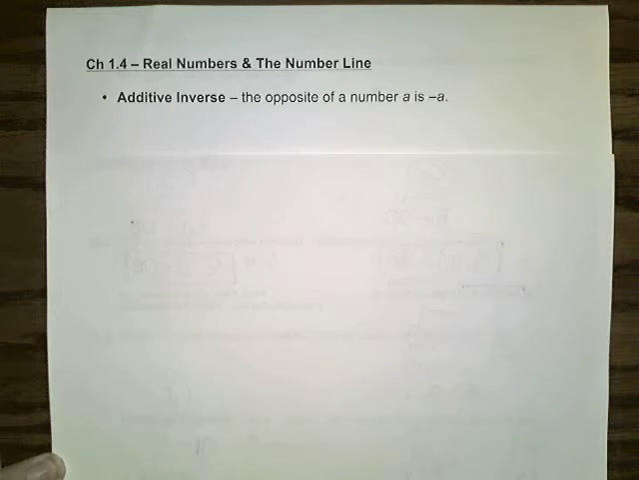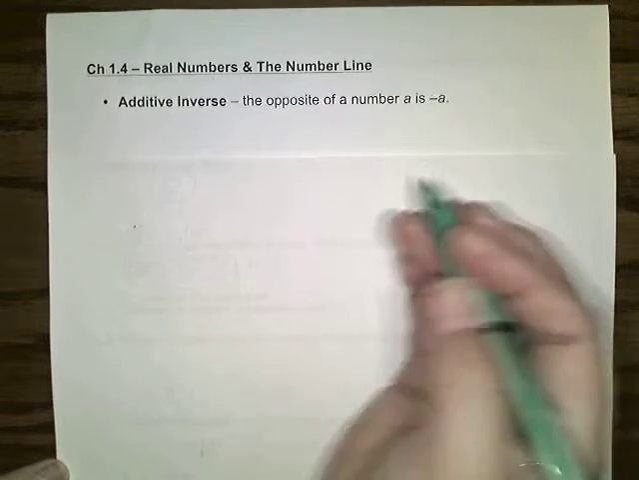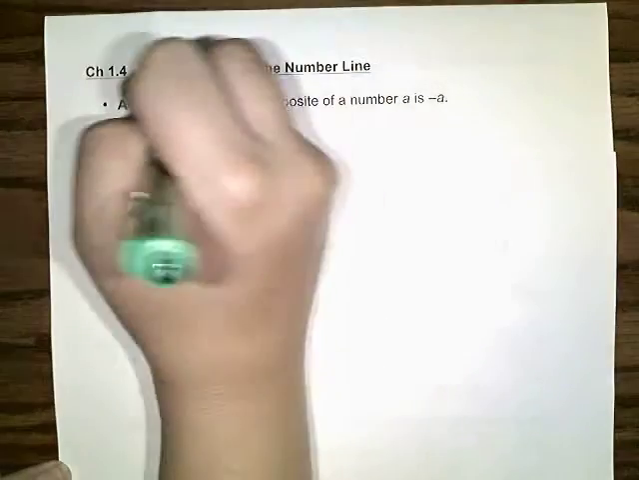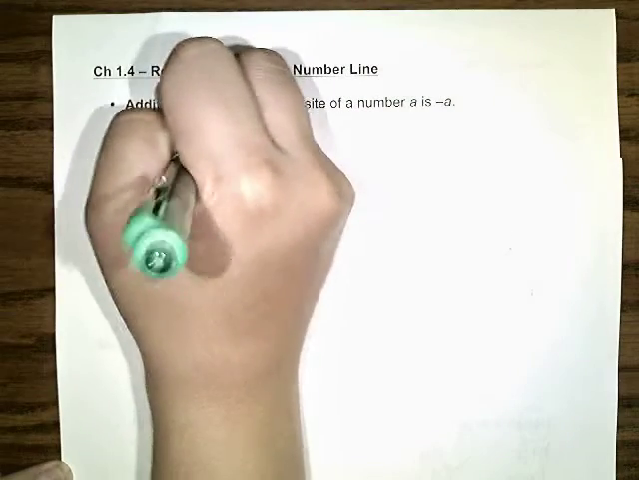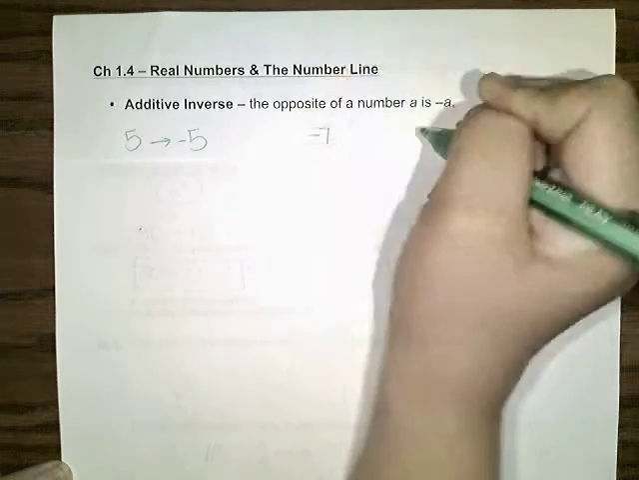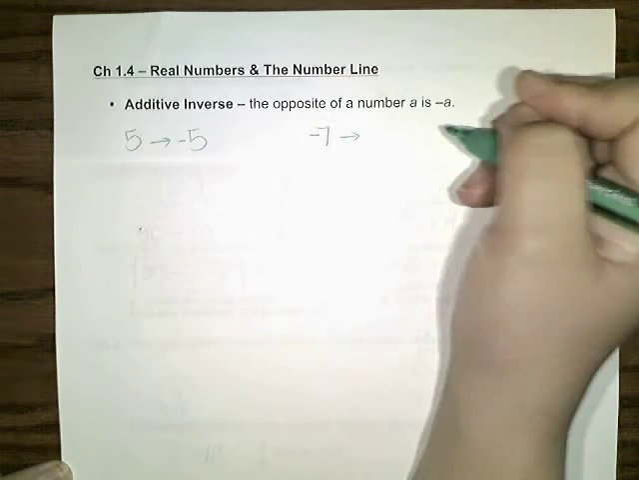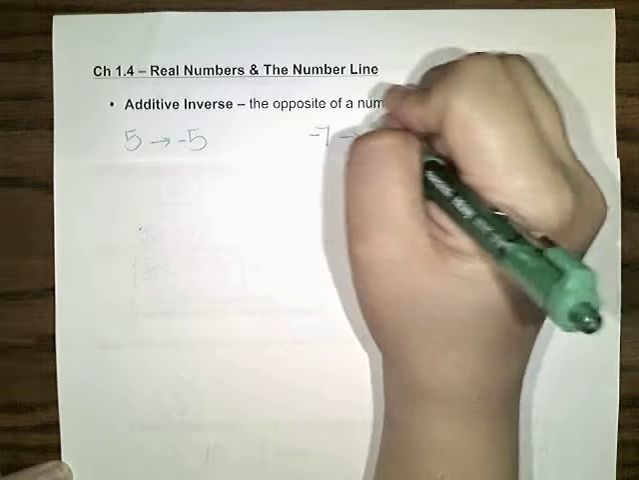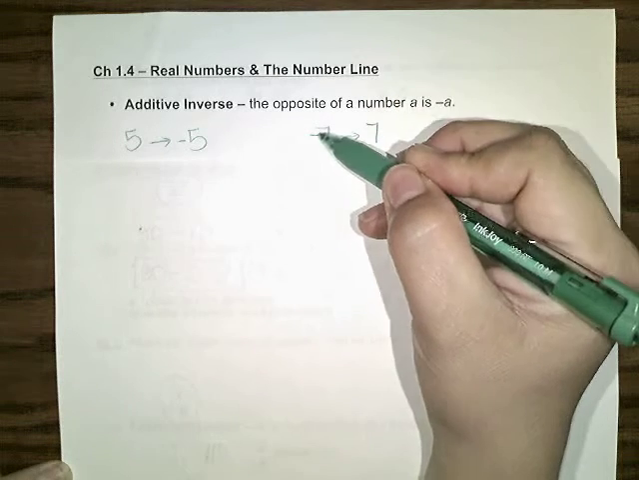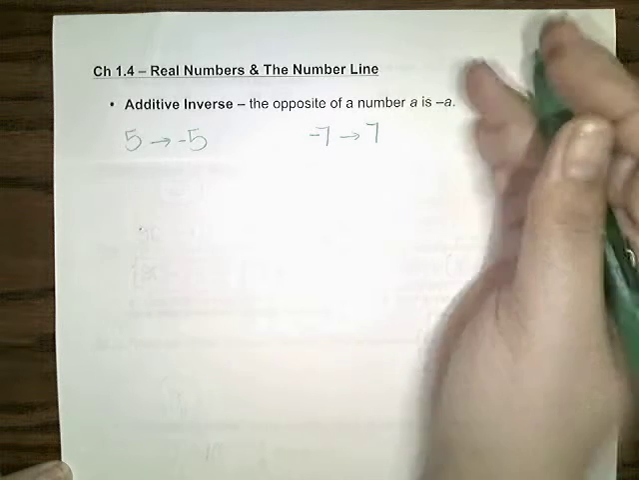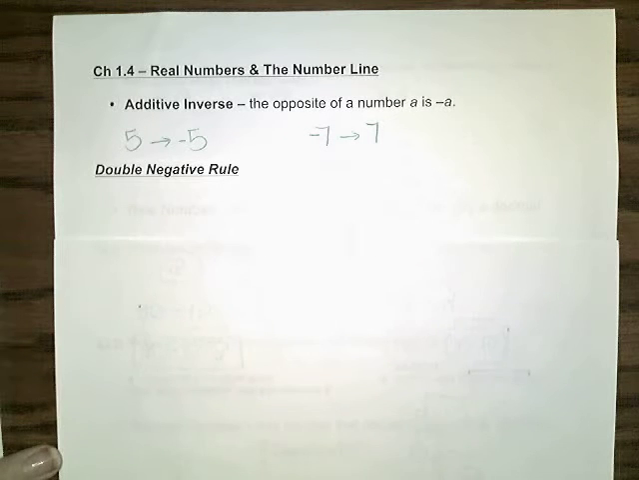So the first thing we want to talk about is our additive inverse, which is basically the opposite of a number, right? So if I say 5, the additive inverse of that is -5. Now on the flip side, if we have -7, the opposite of -7 is +7. Basically, you're saying the opposite of the opposite of 7, which is where our double negative rule comes in.